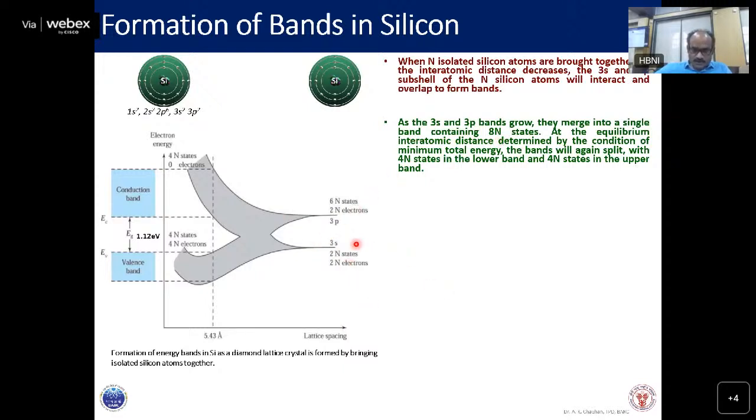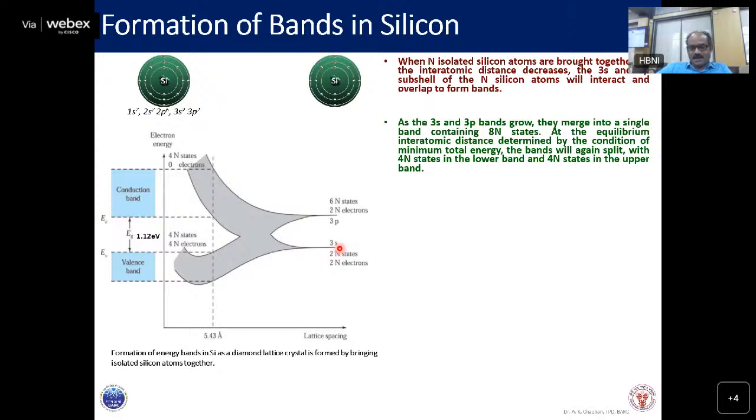So now, once they start interacting from this point onward, they are splitting, they will keep on splitting, and a situation will arrive where this expansion and this expansion will meet at this point. If I now reduce the distance further, there will be a continuum. In this situation, I will have 8n states, and out of these 8n states, 4n states will be occupied.